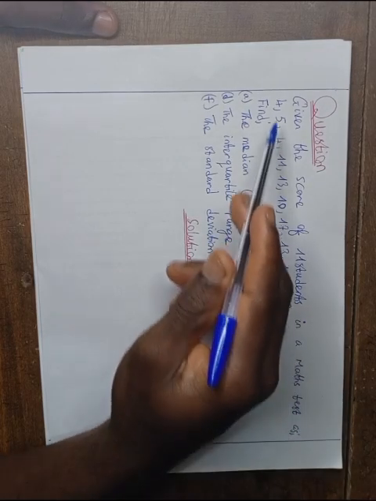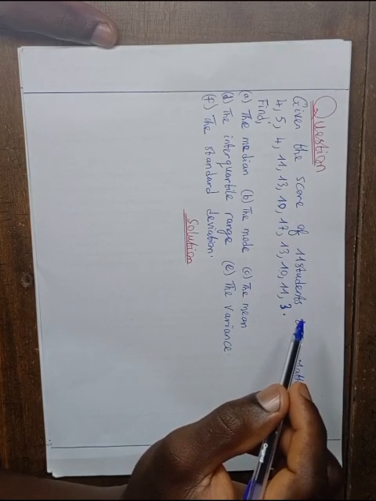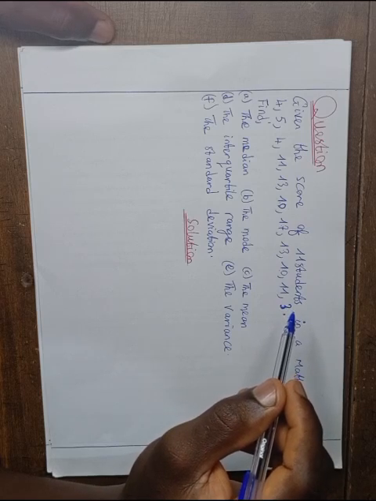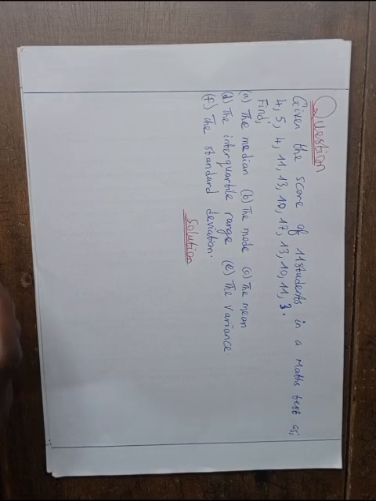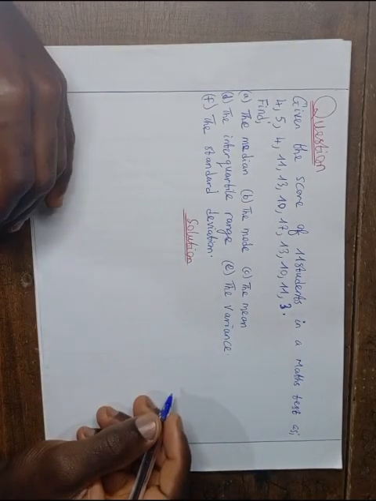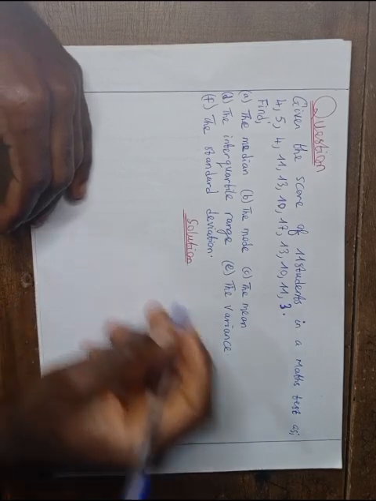First thing, we are going to start by arranging the given numbers in ascending order or descending order. So let's arrange the data. Here to start, for me, I'll arrange them in ascending order, that is from the smallest to the biggest.